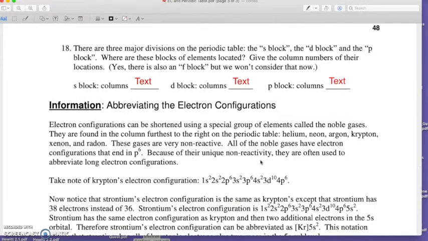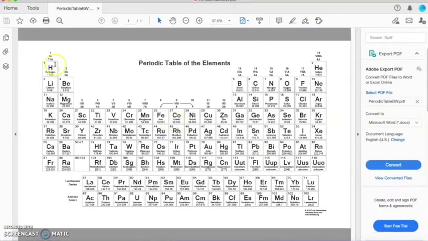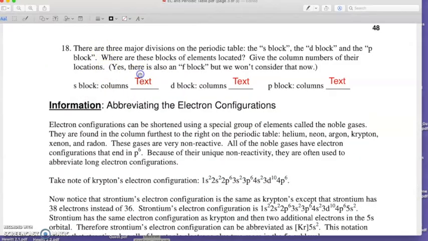So there are 3 major divisions of the periodic table, the S, D, and P blocks. Where are these blocks and elements located? Give the column number of their locations. There's also the F block, but we won't talk about the F block just yet. Okay, so the S block is columns 1 and 2, right? So we call the S block columns 1 through 2.